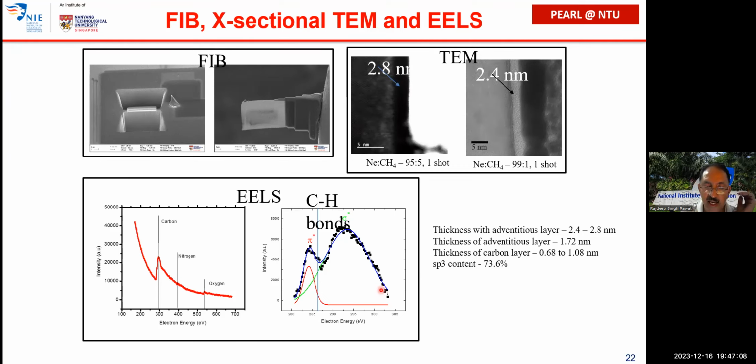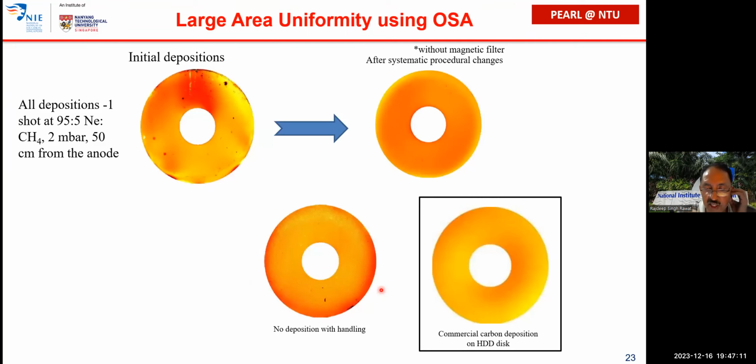loss spectroscopy. We also did, in order to see how uniform the films are, what is called the optical surface analysis. This is a standard industrial method by which they look at how uniform the coating is. The boxed film on the right is the commercial carbon disc. If you don't handle the disc properly, because we do not have the clean room environment like the industry has, the film becomes like what you see over here. We did not do any deposition, but handling itself makes the film dirty. So initial depositions were not very uniform, like the film on the left.